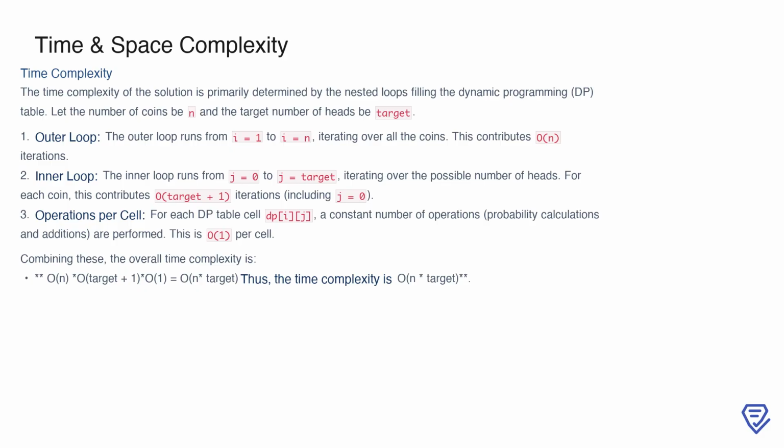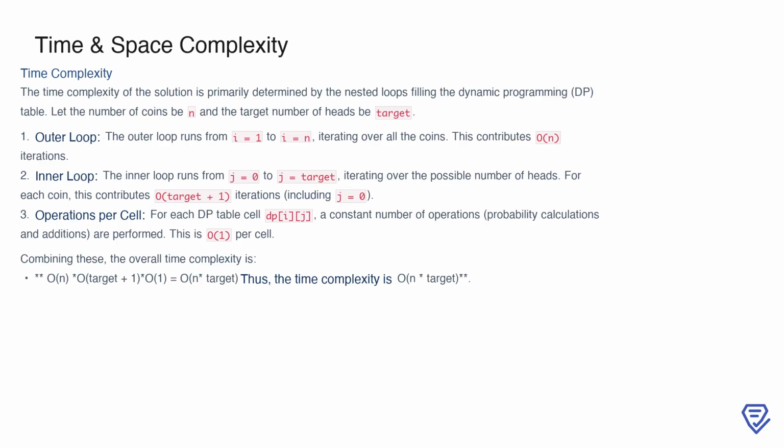For every cell in the DP table, we perform a constant amount of work, including probability calculations and additions, which is O(1). When we combine these, the total time complexity becomes n * (target + 1) * 1, which simplifies to O(n * target). This shows that the time complexity grows linearly with both the number of coins and the target number of heads.